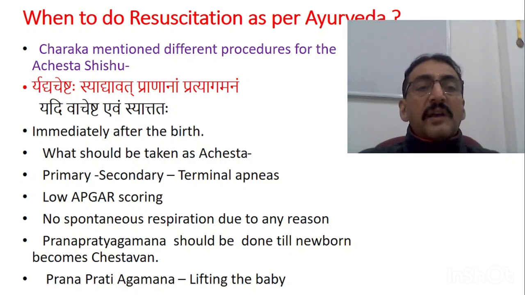Yadyat achestam syat tavat prananam pratyagamanam. Prana pratyagamanam should be done to an achesta shishu. Yadi va chesta eva syat tataha. That means immediately after birth, we have to go for resuscitation. Now the question comes, what should be taken as achesta? When Charaka says achesta, what is this achesta shishu? Achesta shishu means any child which is not showing signs and symptoms of life immediately after birth.